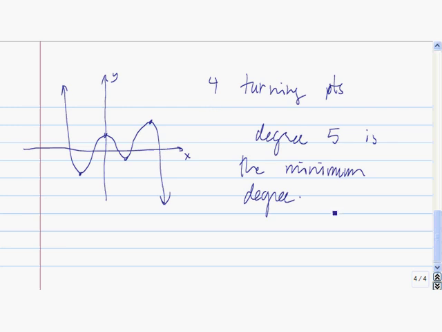Furthermore, this has nothing to do with turning points, but I also know that this polynomial is an odd degree polynomial because of the way the end behavior goes. When the end behavior is going in opposite directions, I know it's an odd degree polynomial.